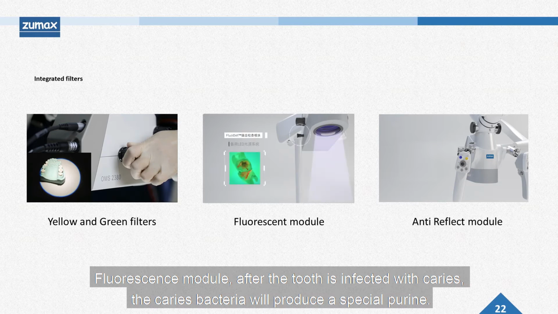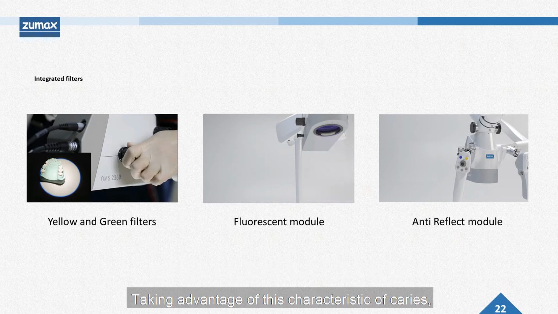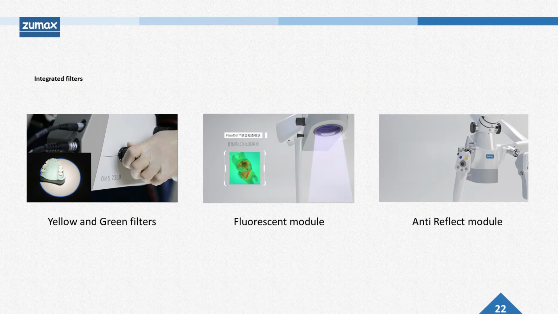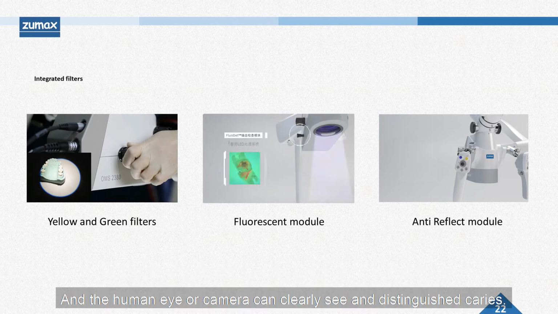Fluorescence module. After the tooth is infected with caries, the caries bacteria will produce a special porphyrin. This porphyrin will produce red light under the irradiation of blue excitation light. Taking advantage of this characteristic of caries, the tooth is irradiated with blue light and then filtered. The film filters out the blue light, and the human eye or camera can clearly see and distinguish the caries.